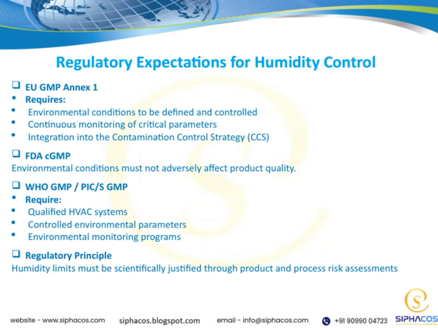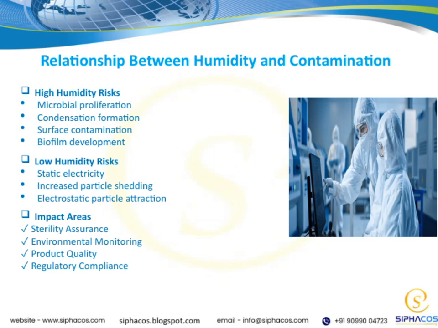The EU's GMP Annex 1 calls for defined and controlled environmental conditions, with continuous monitoring of key factors, all integrated into the broader contamination control strategy. The FDA emphasizes that environmental conditions can't negatively impact product quality. Meanwhile, WHO and PIC/S GMP require qualified HVAC systems, strict control of environmental parameters, and ongoing monitoring programs. At the core, all these regulations agree humidity limits must be backed by solid scientific risk assessments tied to the product and process. Let's explore how humidity levels affect contamination risks.